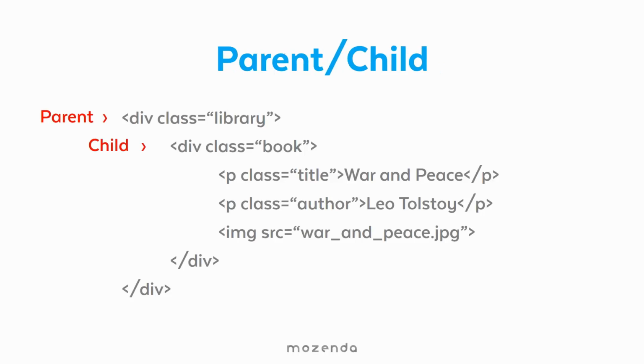First, there's the child and parent, which looks like this. The relationship here is pretty obvious. The child element is contained directly within the parent element. And this example is also true because the child elements are contained within that same parent element.